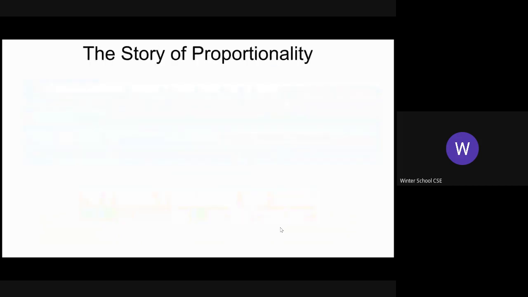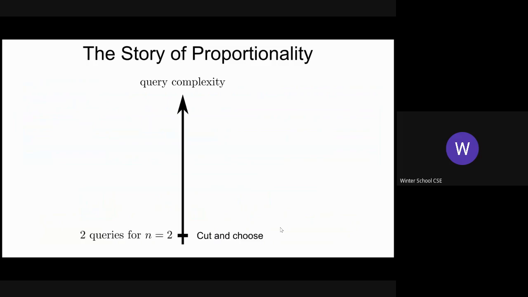Good. So here is the story of this proportionality notion. We can tell this story along this axis of query complexity, just to summarize what we know about this fairness notion. At the lowest rung of this ladder, we have the two agent case, the cut and choose protocol, which gives proportional divisions with just two queries. And we have seen that there is an upper bound: for any n, you can find a proportional division using n squared number of queries.